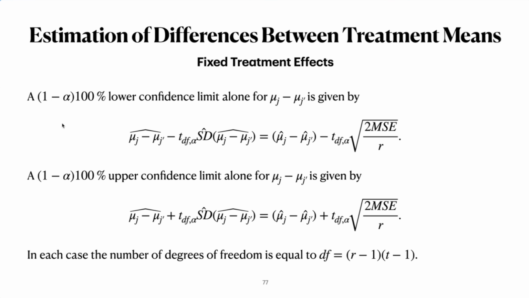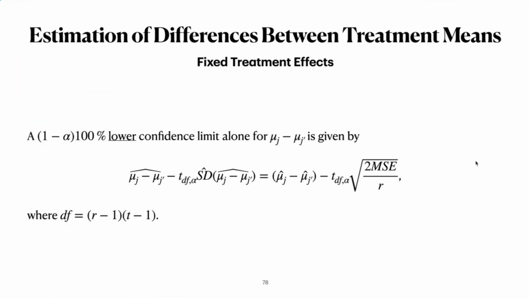And so if we wanted to construct a 1 minus alpha times 100% lower confidence limit for mu sub j minus mu sub j prime, then here is the formula for computing that. We've plugged in the values here so that we have a very explicit expression for that lower confidence limit. If what we were after was just an upper confidence limit alone for mu sub j minus mu sub j prime, then instead of subtracting the margin of error, we would add the margin of error to the point estimate. And again, in both cases, the interval coefficient, the t-value, comes from the t-distribution with r minus 1 times t minus 1 degrees of freedom.